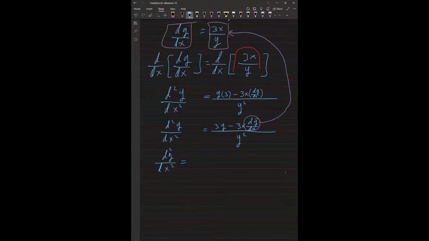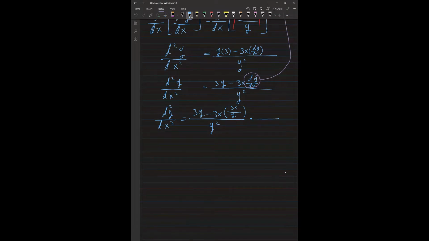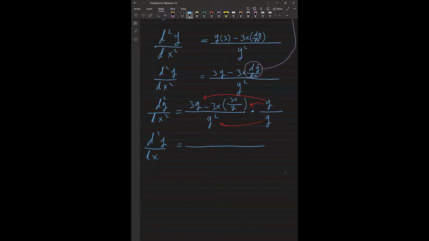So the second derivative equals 3y minus 3x, and then plug that in: 3x over y, all over y squared. Now, just to make it easier for us, we're going to multiply by y, top and bottom. That equals 1, so it doesn't change anything. Now distribute that y in here, and in here, and of course, the bottom. Don't forget the bottom.